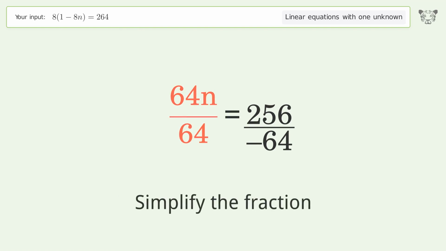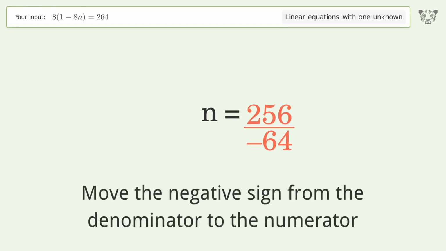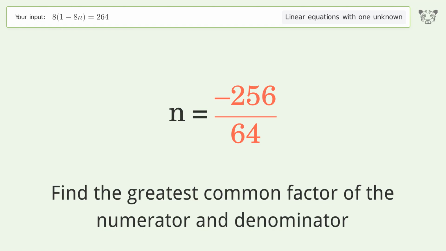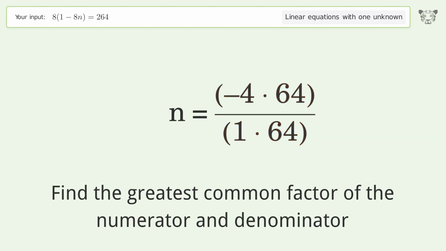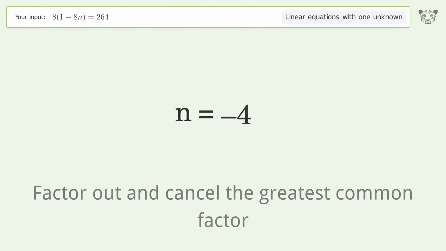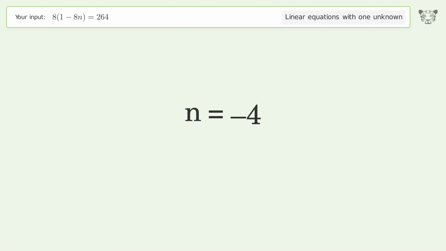Simplify the fraction. Move the negative sign from the denominator to the numerator. Find the greatest common factor of the numerator and denominator. Factor out and cancel the greatest common factor. And so the final result is n equals -4.